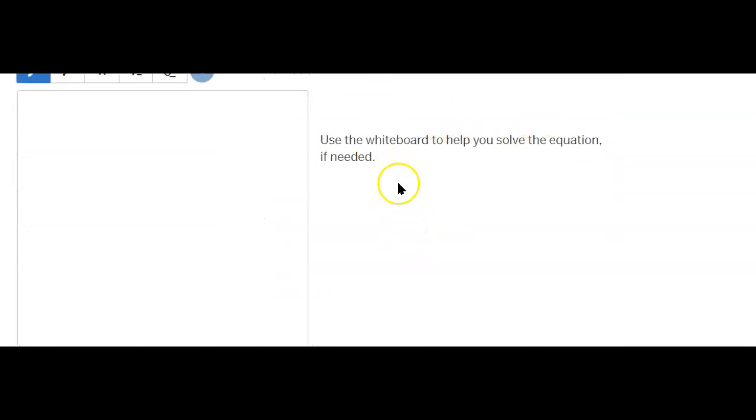If we'd like to, we could use a whiteboard to help us solve this equation, just so that you can understand how I did this. Notice that I have sine 36 is equal to the opposite, which was 14, divided by the hypotenuse. What I'm doing here is setting up a multi-step equation. So I'm going to go ahead and cross multiply.